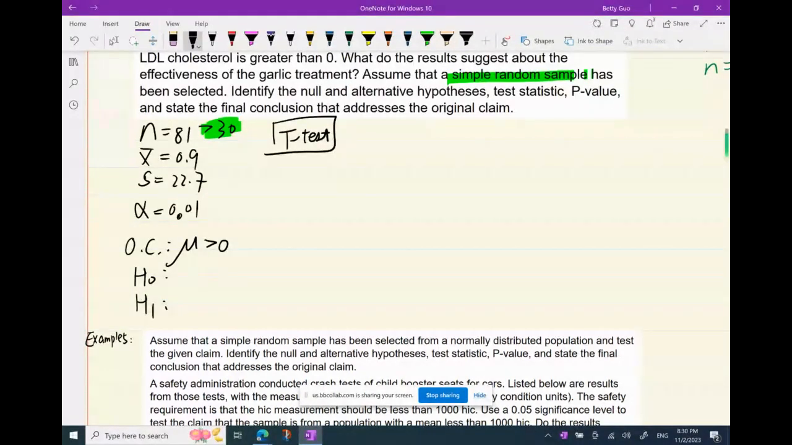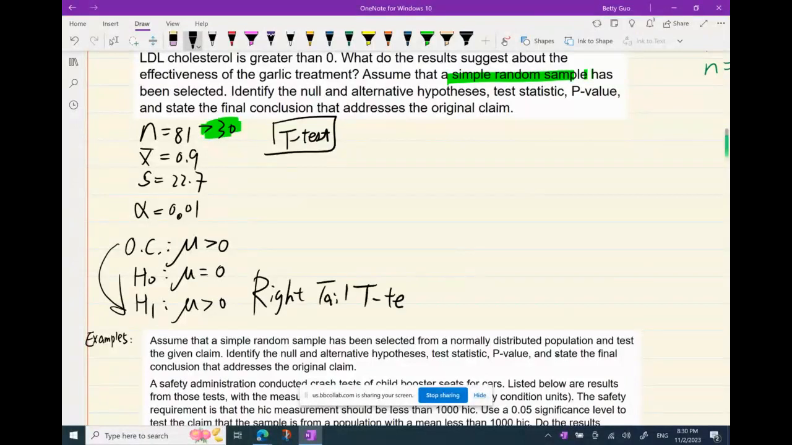So mu equals 0 is going to be the null, because the null always has to contain the equal sign, right? And the original claim, in this case, is the same as the alternative. So this is a right tail test, a right tail t-test. On my scratch paper, I would write that to remind me. I'm going to use a t-test.